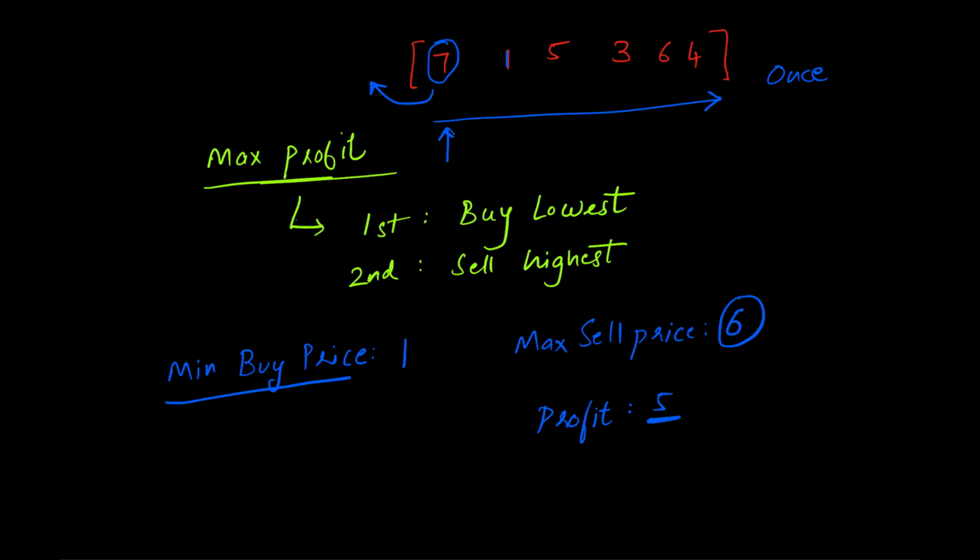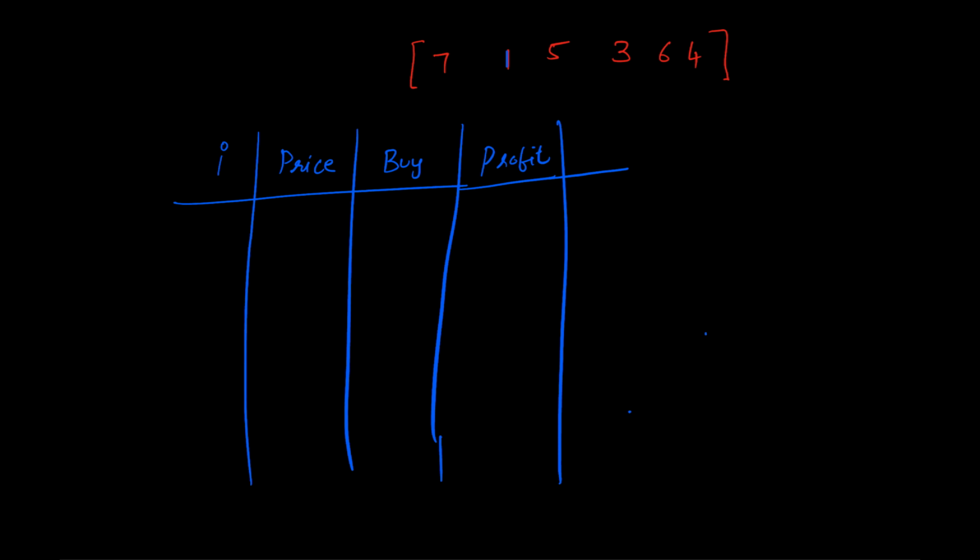Let's run a couple of simulations on this example to get a better idea. To start off, we'll buy the stock on day 0 so that we have something to compare the stock price against. So i will be 0, the price of the stock on day 0 is 7, the buy will be 7 and profit will be 0 by default.